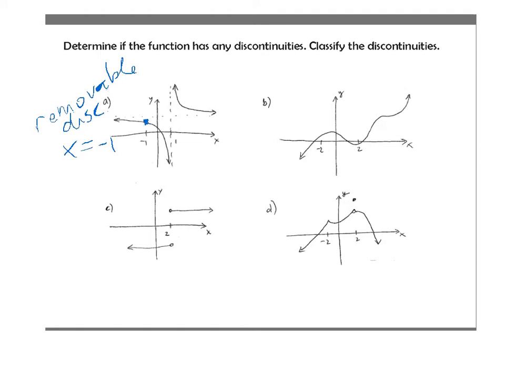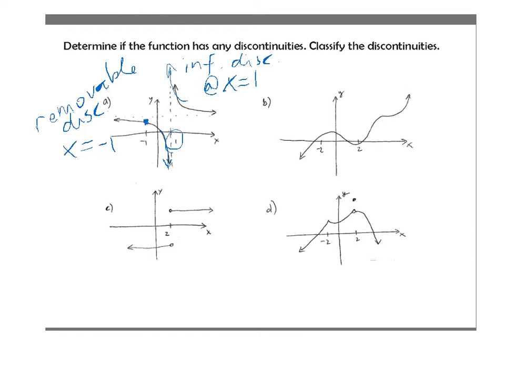Okay, at x equals 1, we see that to the left of x equals 1, the function values are going down to -infinity. It also turns out that they're going to +infinity on the right, but we just need one of them to happen. And when that happens, we have an infinite discontinuity. So we have an infinite discontinuity at x equals 1.